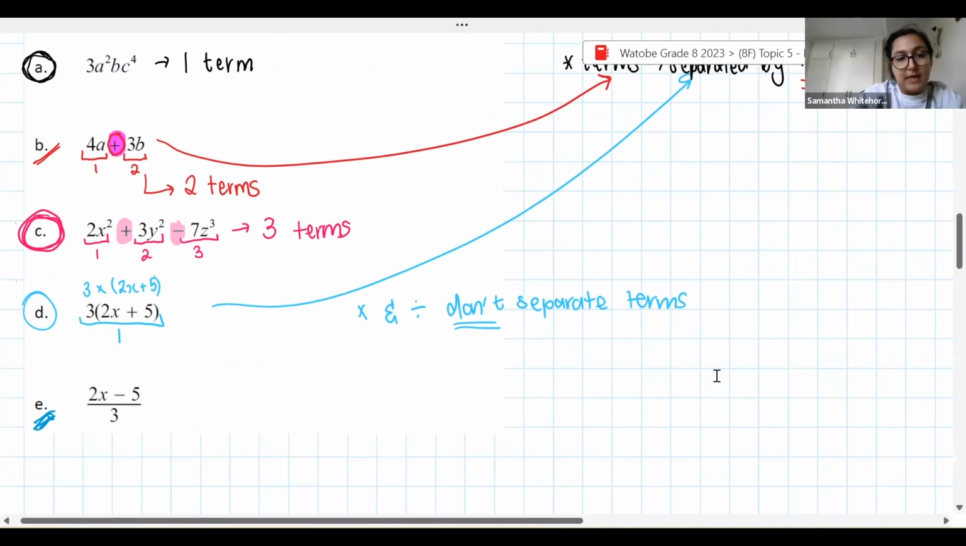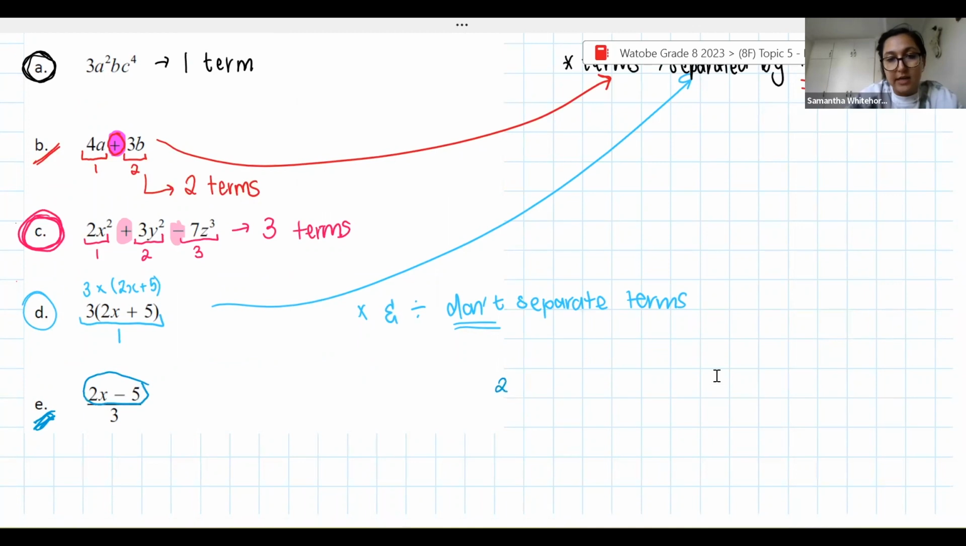What we need to realize is that if we just looked at the numerator, so if I ignored that denominator and looked at my numerator of 2x minus 5, then yes, I would have two terms because the minus sign is separating those terms. But we cannot just ignore the denominator.